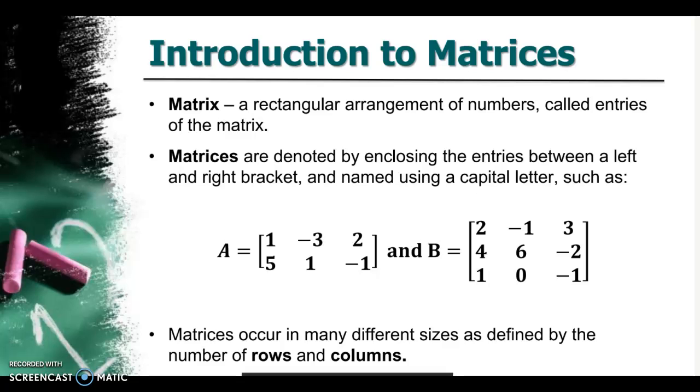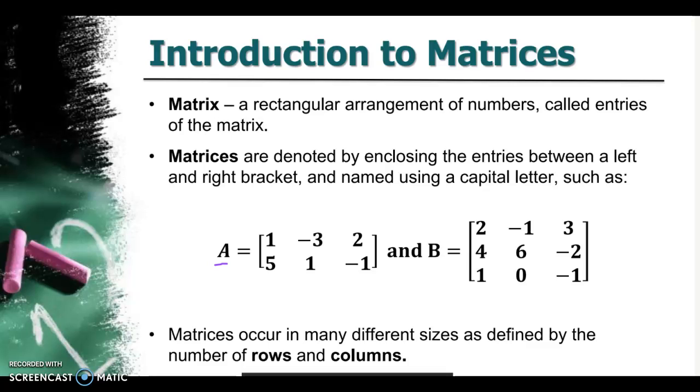Hey everybody, in this video I'm going to give a quick introduction to matrices. A matrix is a rectangular arrangement of numbers called entries of the matrix. We denote them by enclosing the entries between a left bracket and a right bracket, and we name them using capital letters. So we say this as matrix A equals, and then we write out what the entries are. Matrix A has 2 rows, 1, 2, and 3 columns, 1, 2, 3.